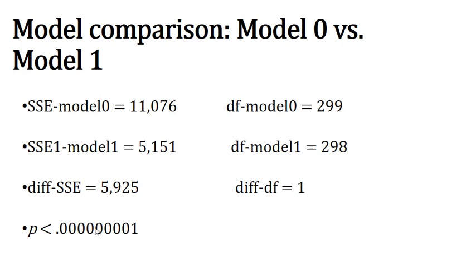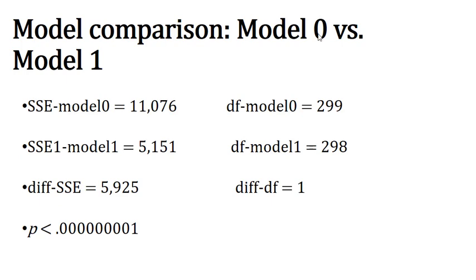So we determine that model 1 explains more variance than model 0, because it's very unlikely that they come from a population in which the variance explained by model 1 and the variance explained by model 0 is exactly the same. Okay, so that's the procedure to compare the models.